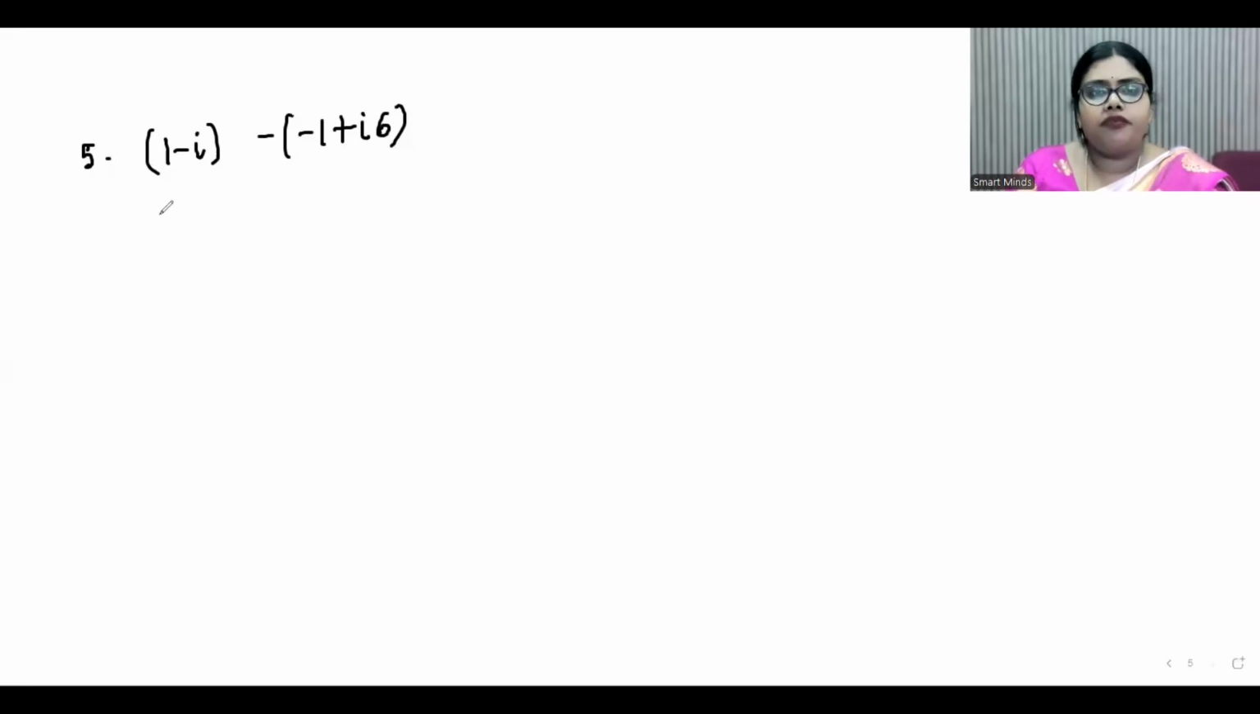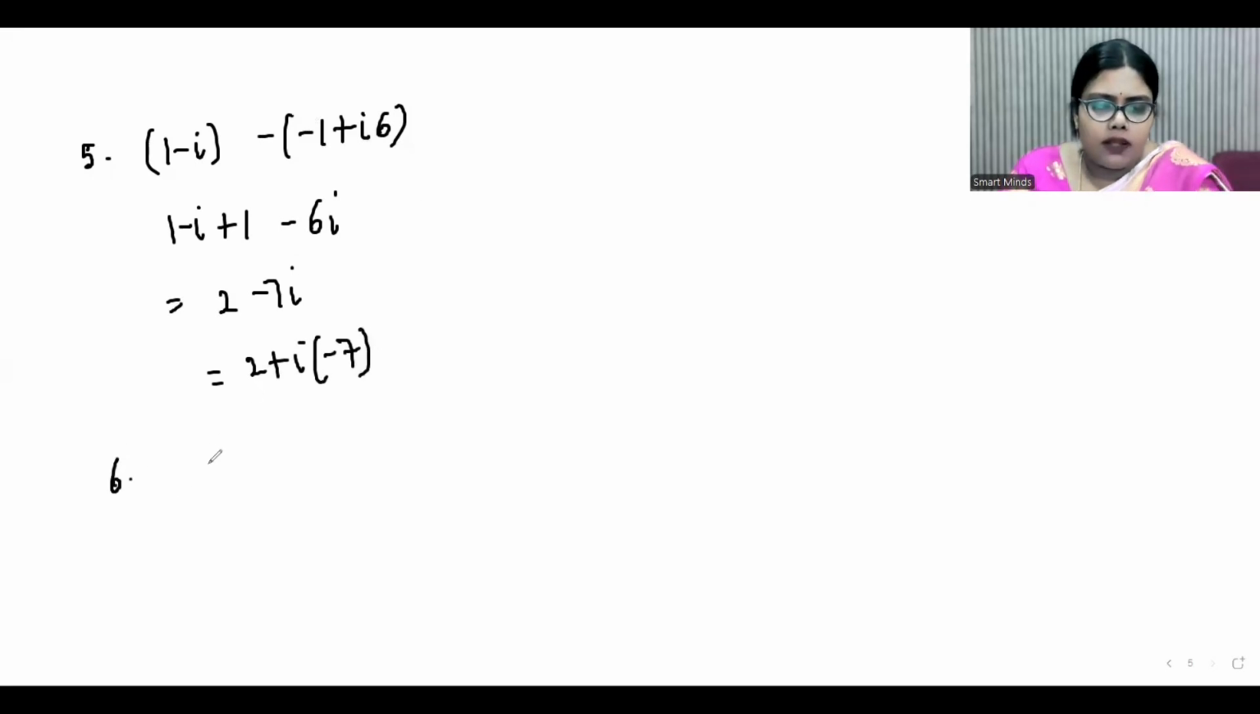Take the next one, fifth one, 1 minus i minus of minus 1 plus i into 6. So that is, open the brackets first, 1 minus i, minus into minus will become plus 1, minus 6i. So 1 plus 1 is 2, minus 7i. This can be written in a plus ib form as 2 plus i into minus 7.